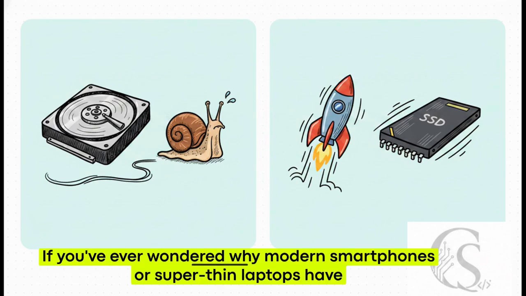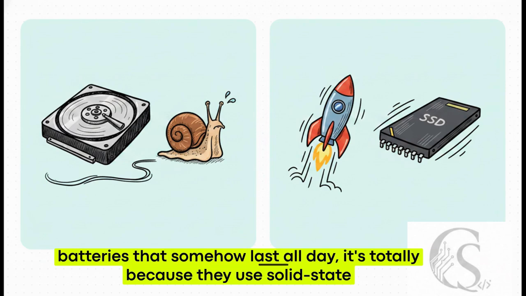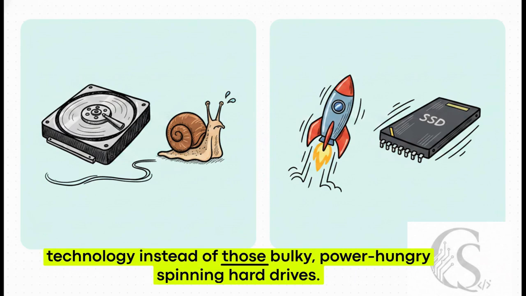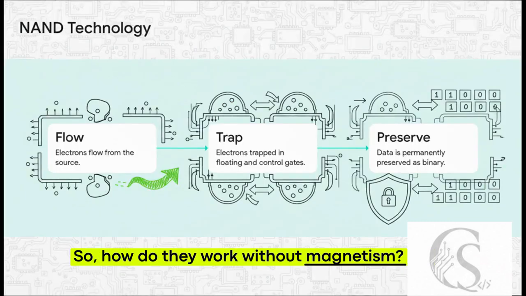If you've ever wondered why modern smartphones or super thin laptops have batteries that somehow last all day, it's totally because they use solid-state technology instead of those bulky, power-hungry spinning hard drives. So how do they work without magnetism?